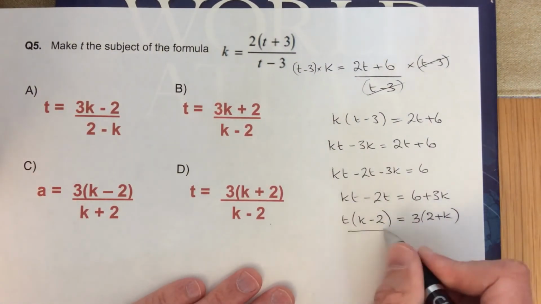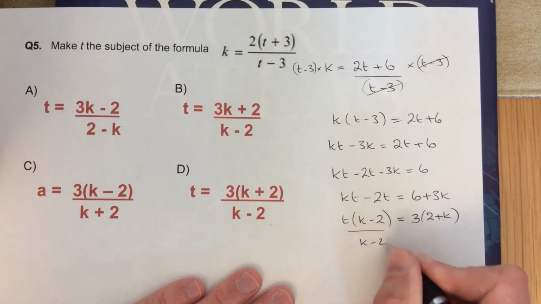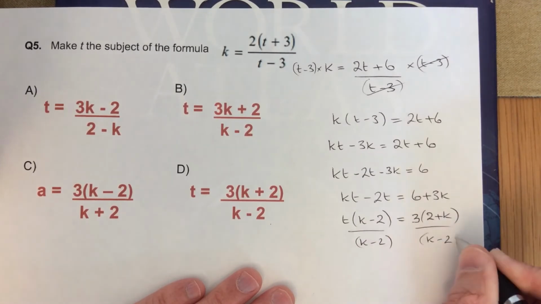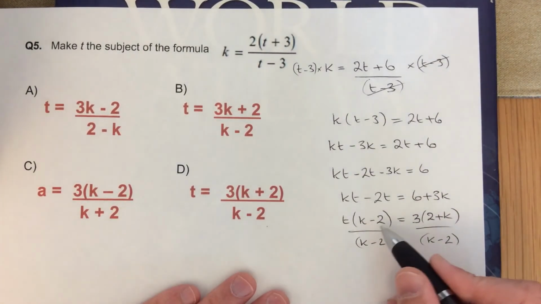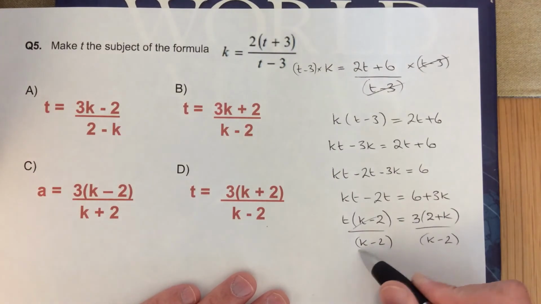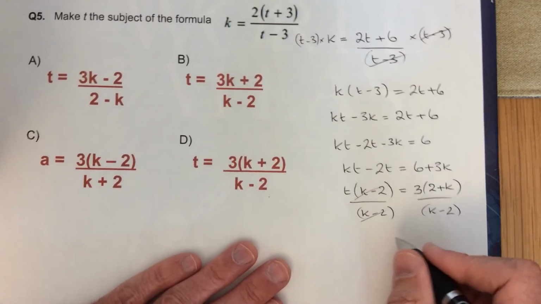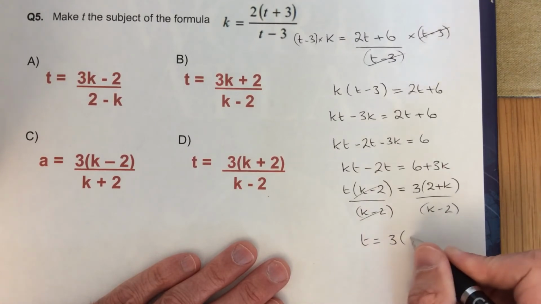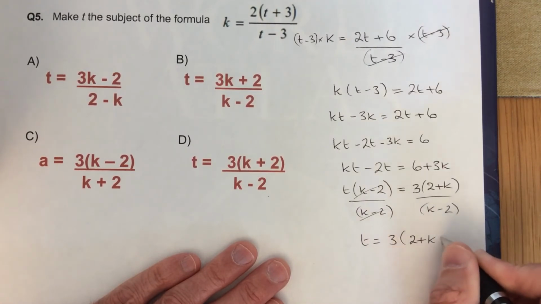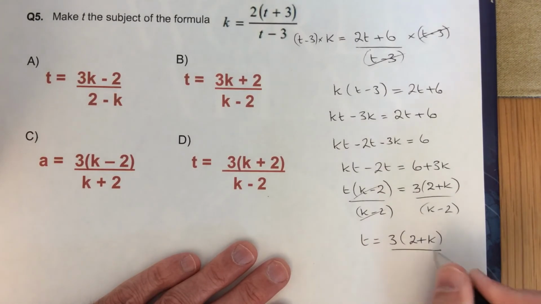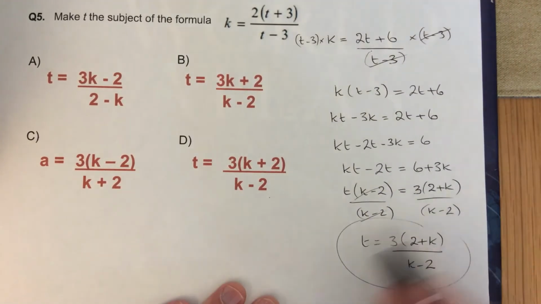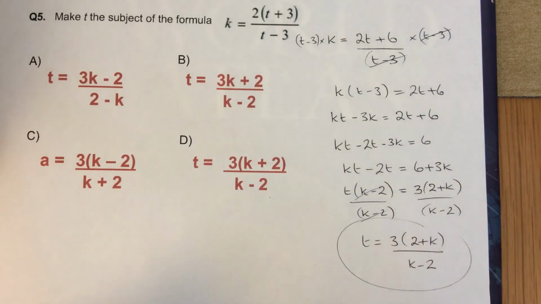So how is that going to look? Well, something like that. And of course these two will just cancel each other out. So I'm going to have t equals 3 lots of 2 plus k, all over k minus 2. Okay, so that looks like my final answer.